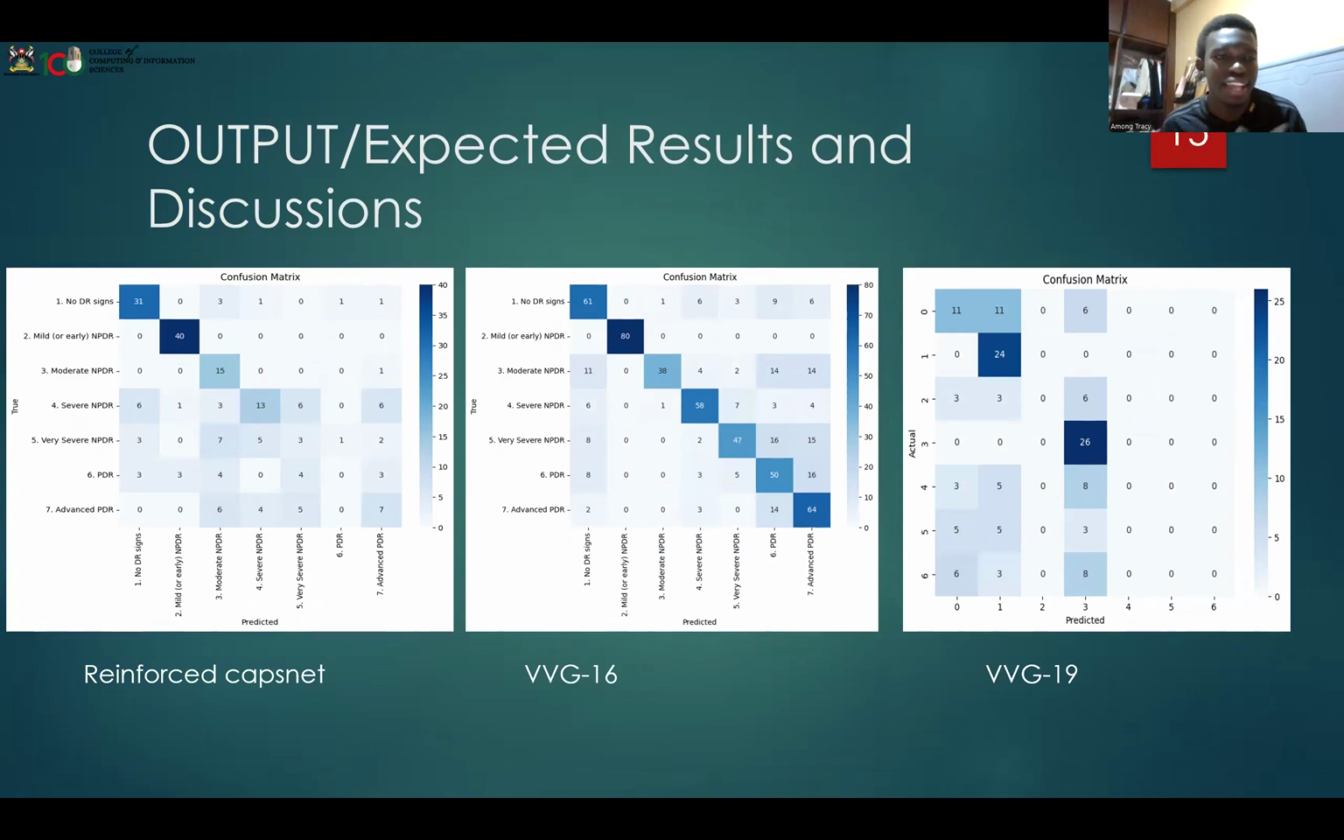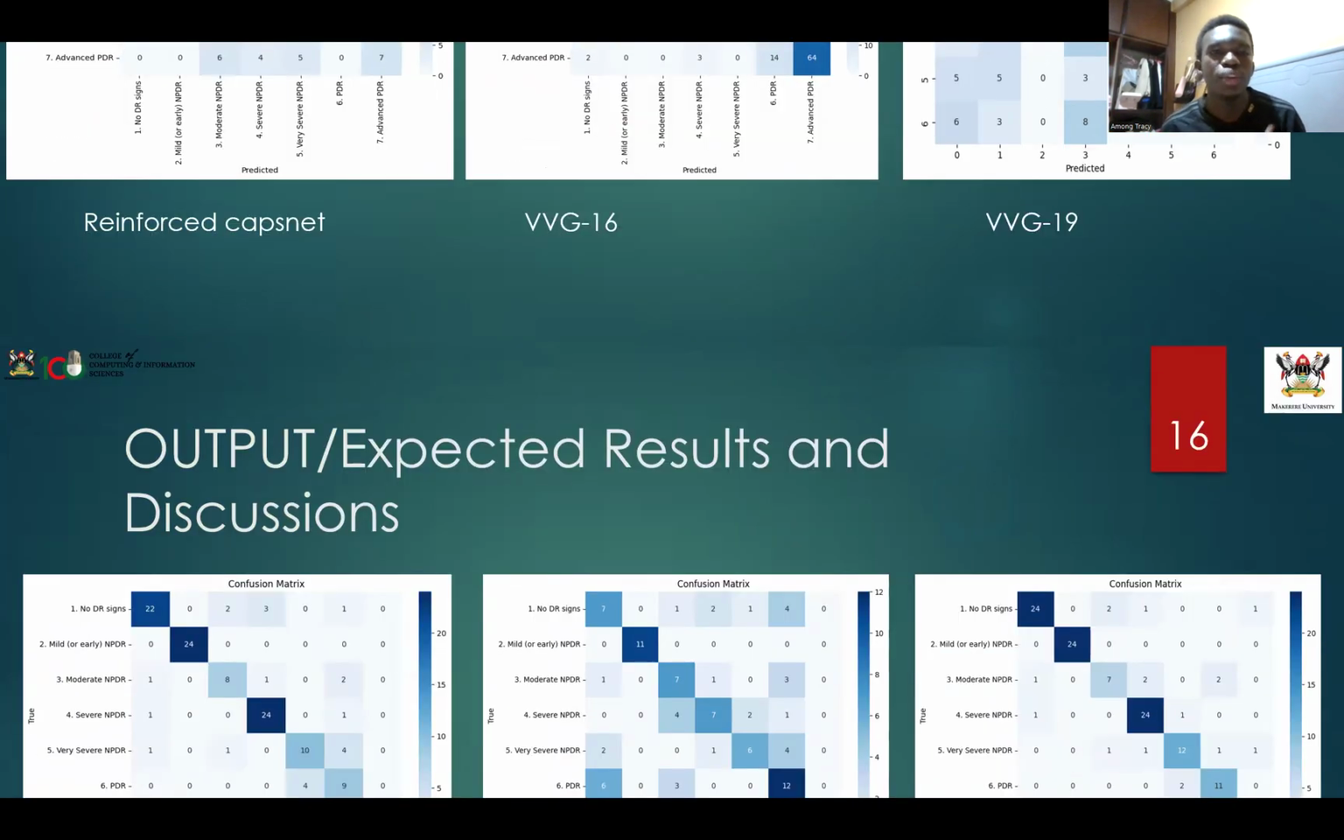Then the other models, we have the reinforced capsule network, the VGG16 and the VGG19. The VGG16 really performed very well. It was able to predict the classes in their specific groups, though it also misclassified a good number of the classes. We don't want something of this kind. Then the VGG19 really disappointed us. I think it was because of maybe its architecture.